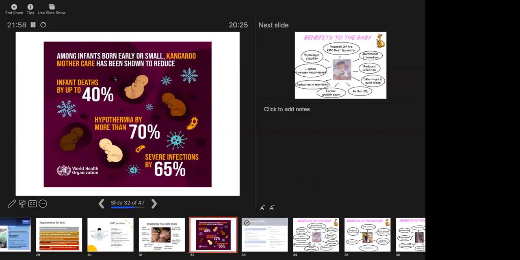Having known the importance of KMC, recently WHO has quoted that kangaroo mother care reduces infant deaths by 40%. Hypothermia is reduced by 70% and severe infections are reduced by 65%. This is one of the very simple, cost-effective interventions to prevent the neonatal mortality rate. So you can see here, deaths are reduced by almost 40%. Simple and very cost-effective intervention.